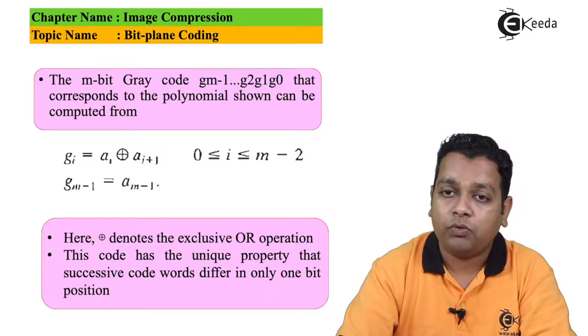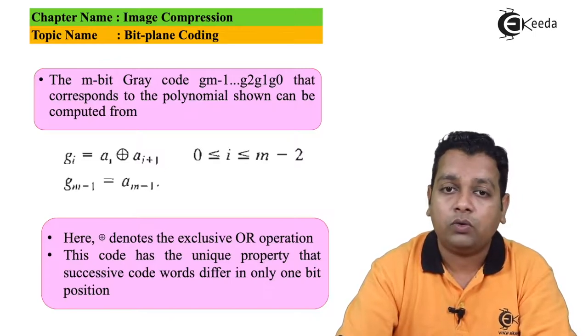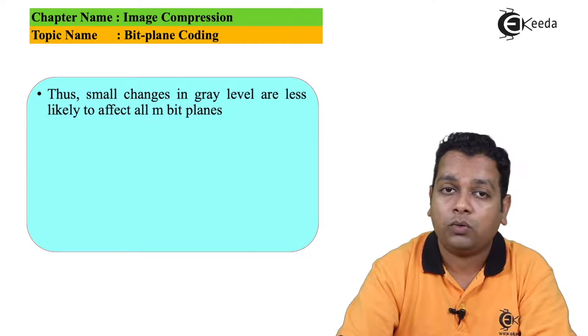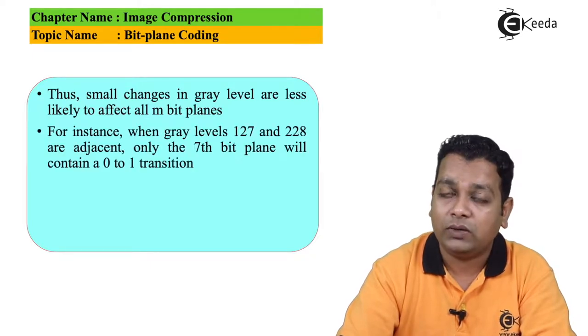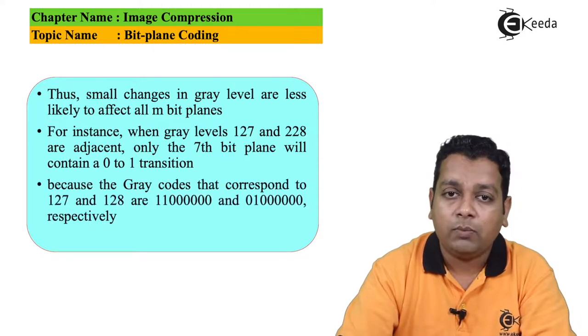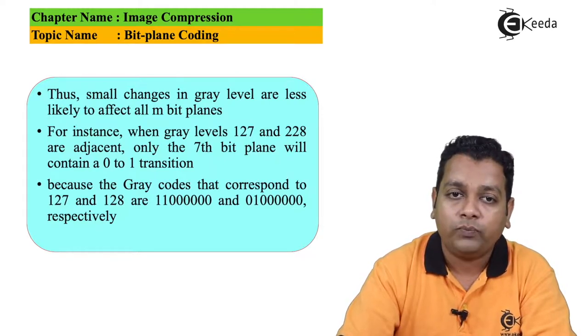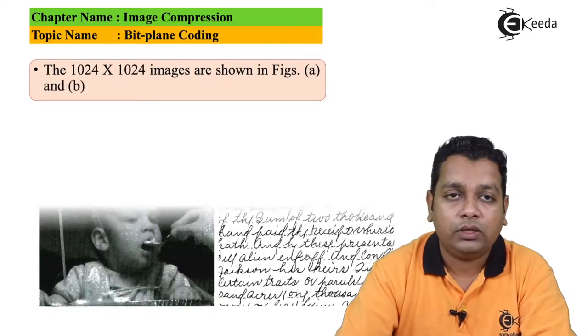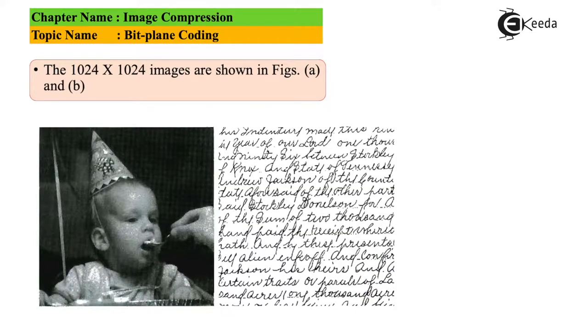This code has the unique property that successive code words differ in only one bit position. Thus, small changes in the gray level are less likely to affect all m bit planes. For instance, when gray levels 127 and 128 are adjacent, only the 7th bit plane will contain a 0 to 1 transition. Because the gray codes that correspond to 127 and 128 are 11000000, and for 128 we have 01000000 respectively. Let us take the example images shown at a resolution of 1024 by 1024.